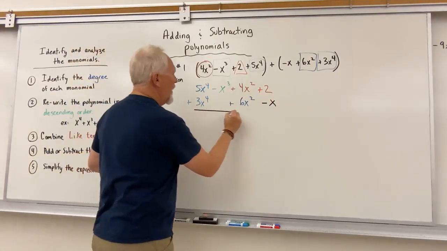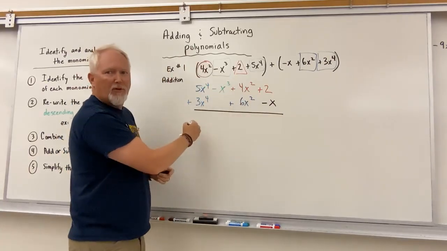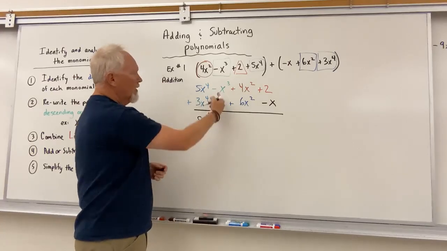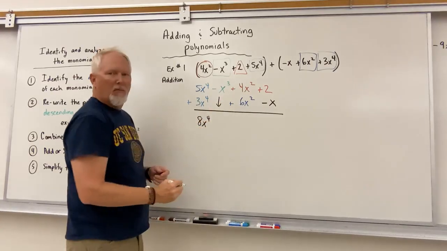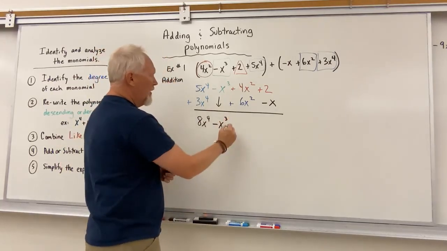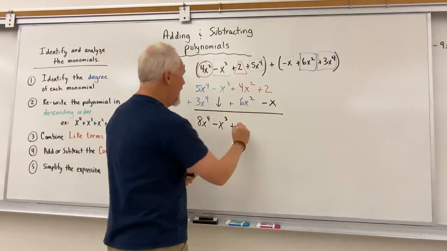So if I add these together, I'm going to get 5 plus 3 is 8, 8x to the fourth, bring down my negative x cubed, and then I'm going to add 4 and 6, that is 10x squared.